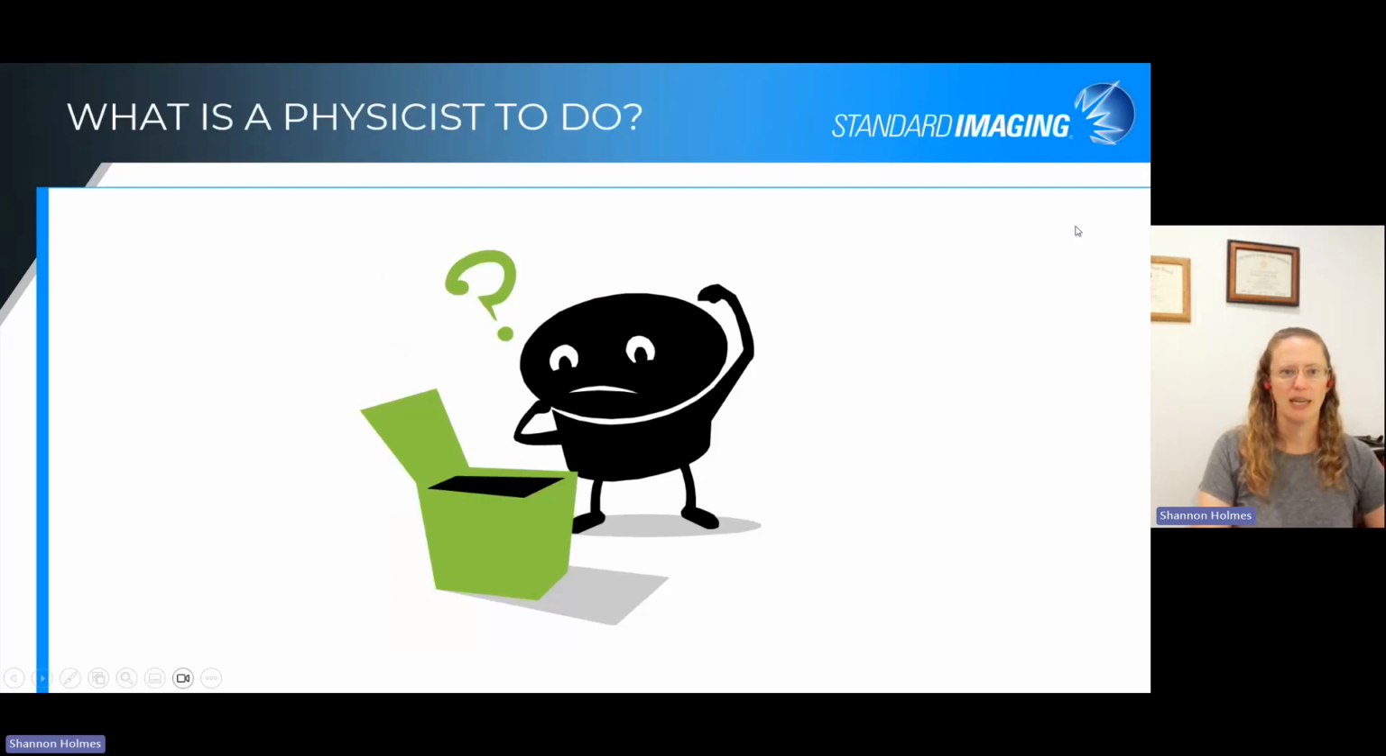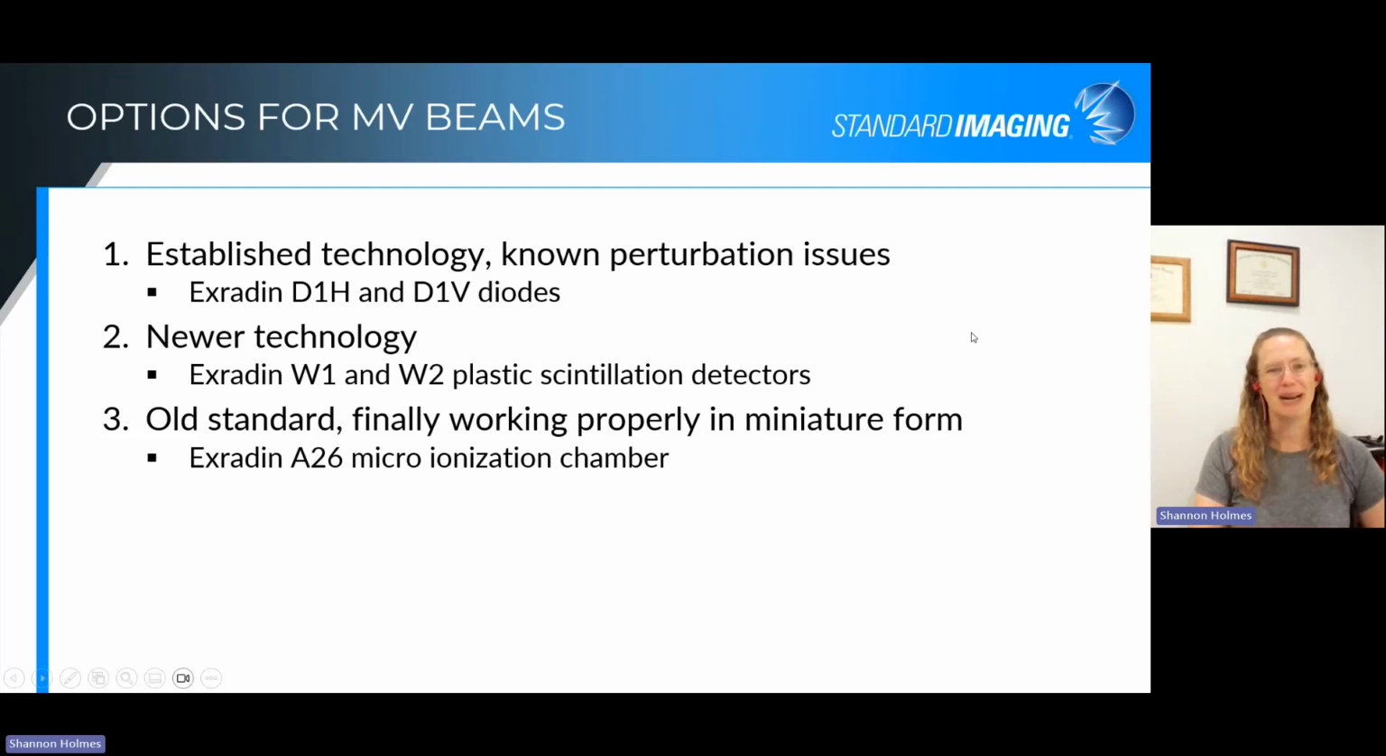to be considered. So with all of those potential pitfalls, really, what are we supposed to do? It sometimes feels a little bit overwhelming. But I'm happy to tell you that there are options. These are some options that work well for megavoltage beams. We have some established technology with known perturbation issues.